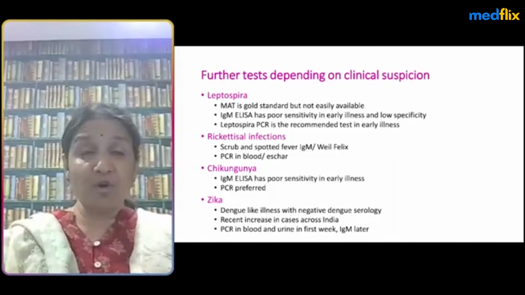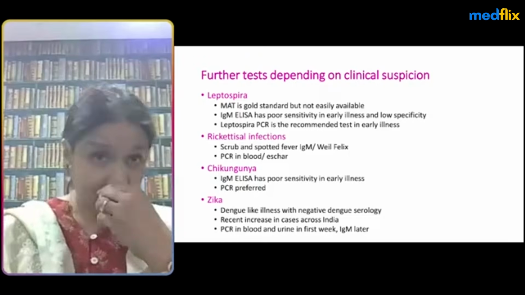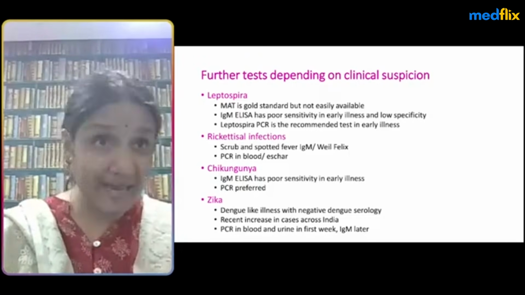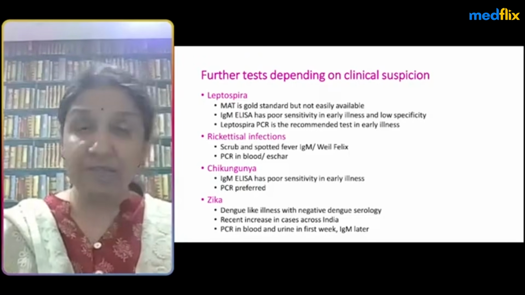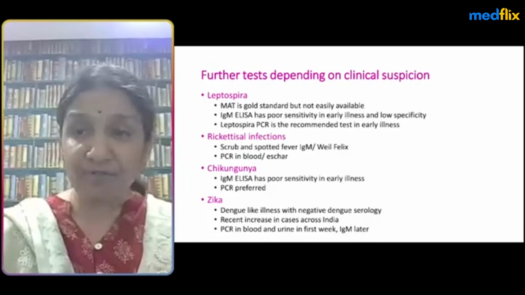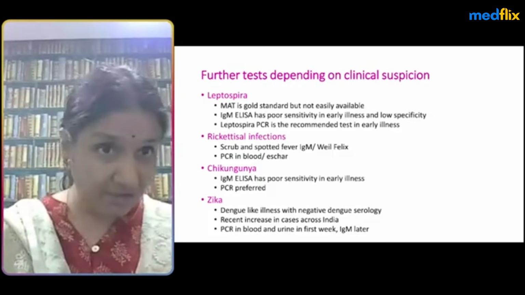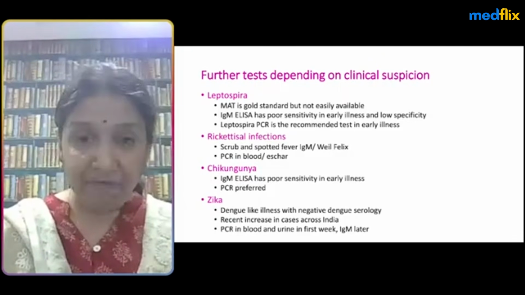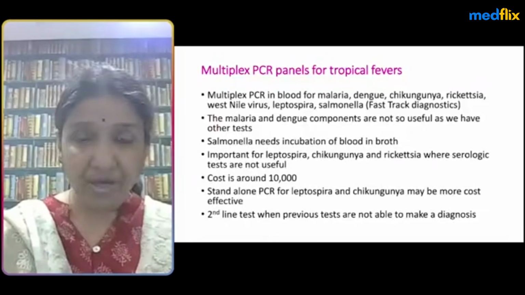Zika, again, we must think of Zika because it has come into India. So if you have a disease which looks like dengue, but your dengue is negative, even your dengue PCR is negative, chikungunya is negative, then you should ask for a Zika PCR in the first 7 days or a Zika IgM after 7 days of illness.